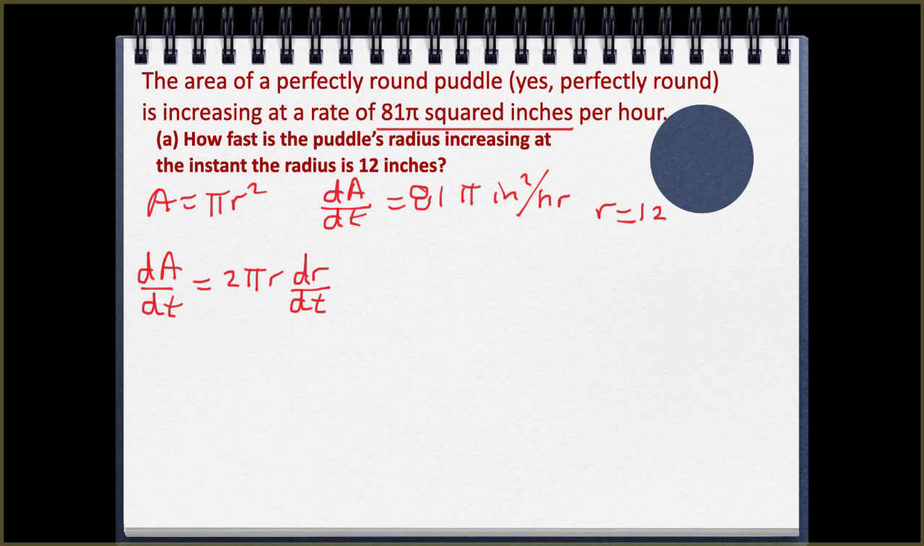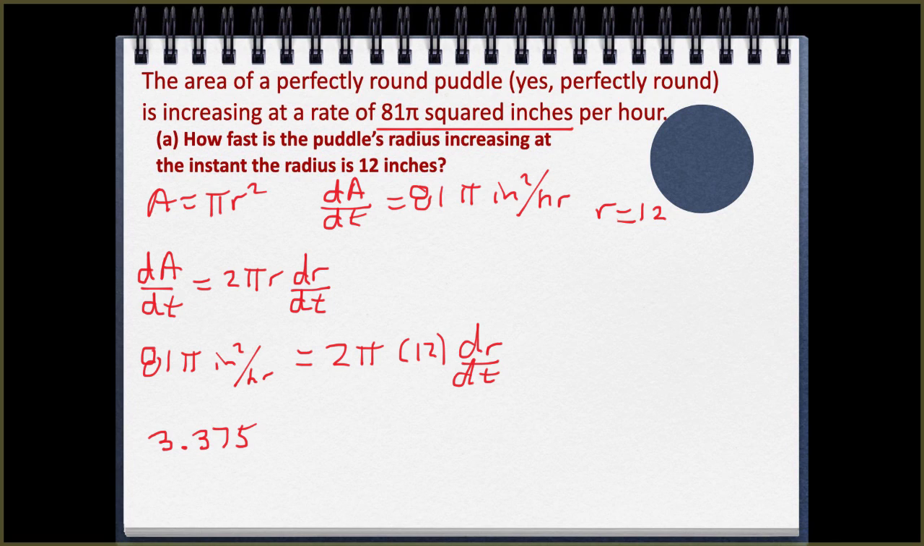We know that dA dt is 81 pi, and I'm going to put these in for measurements, inches squared an hour. And we know that equals 2 pi times 12 dr dt. And then we're going to solve for dr dt. And when you have 2 pi times 12, you get 24 pi. We're going to divide both sides by 24 pi. And when we do this, we will get 3.37. And you divide inches squared an hour by 12 inches, we are going to get inches an hour.